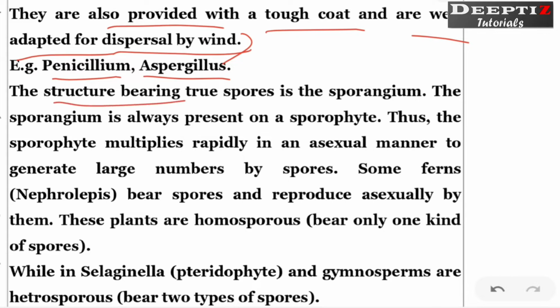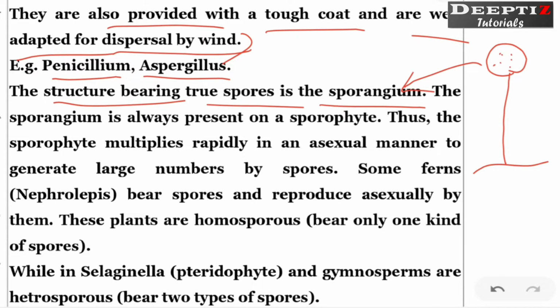The structure bearing true spores is the sporangium. So what is sporangium? If suppose this is the surface, from here there will be a long stalk-like structure. On this stalk there is a bag-like structure, we call it as sporangium. Within the sporangium there will be spores. Spores are present in the sporangium, right? Now this entire structure we call it as sporophyte.